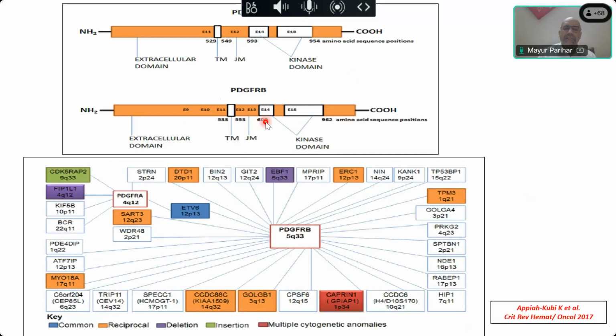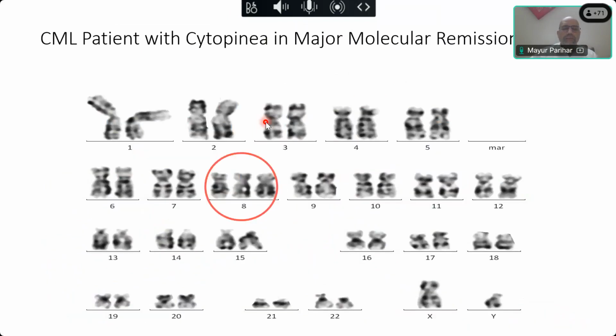The spectrum can be varied. They commonly present with eosinophilia, but sometimes you can see a different spectrum. And in these cases, these patients too respond to tyrosine kinase inhibitor. Now let me show you some other cases of chronic myeloid leukemia.